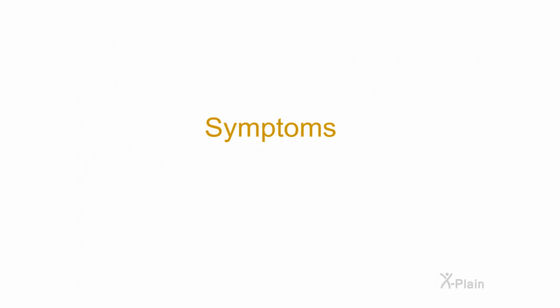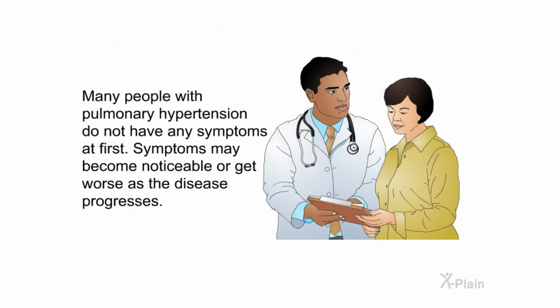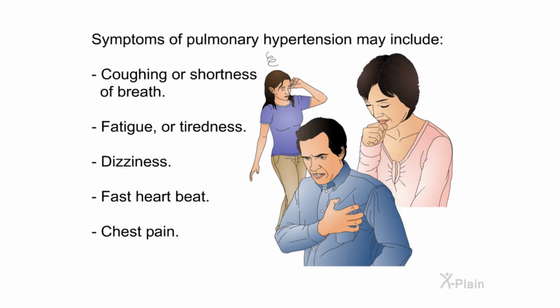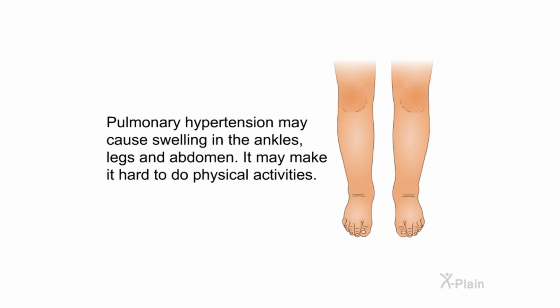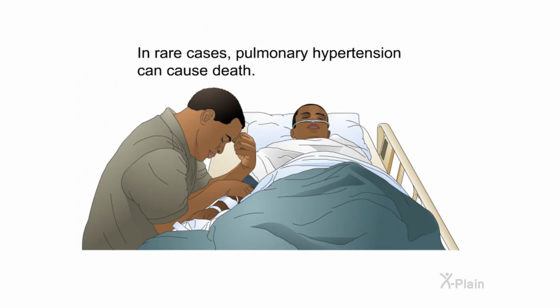Symptoms. Many people with pulmonary hypertension do not have any symptoms at first. Symptoms may become noticeable or get worse as the disease progresses. Symptoms of pulmonary hypertension may include coughing or shortness of breath, fatigue or tiredness, dizziness, fast heartbeat, chest pain. Pulmonary hypertension may cause swelling in the ankles, legs, and abdomen. It may make it hard to do physical activities. In rare cases, pulmonary hypertension can cause death.